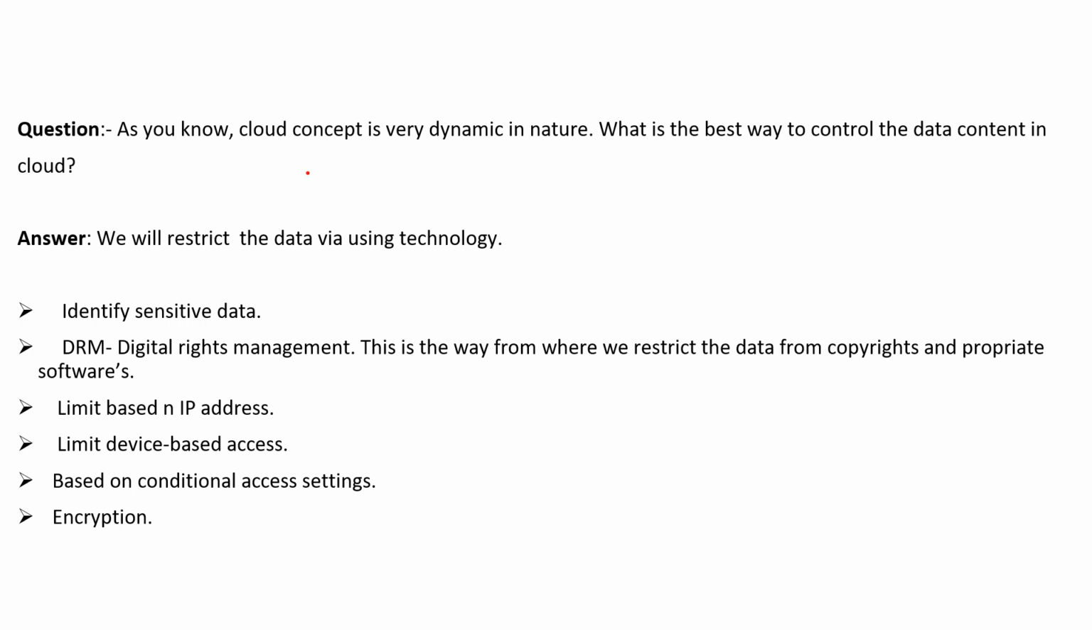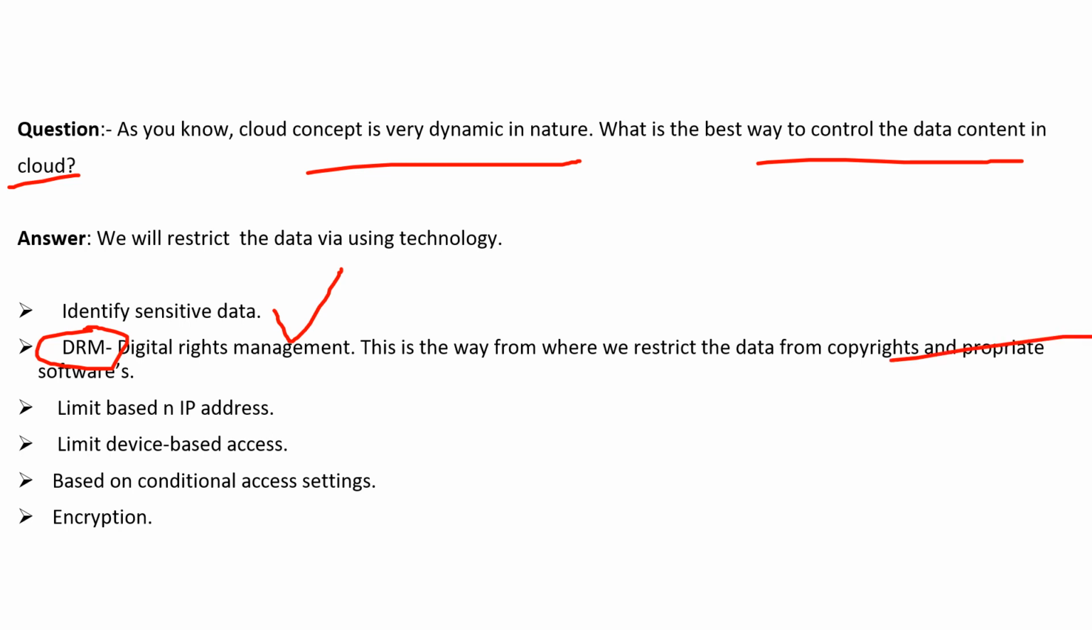As you know, the cloud concept is very dynamic in nature. What is the best way to control the data content in cloud? This question is about how we can restrict our data. What are the ways to keep data restricted from non-legitimate resources? So first of all, identify sensitive data, right? Implement DRM, guys. DRM is digital rights management. This is the way where we protect the data from copyright violations and software piracy, right? So DRM is responsible for managing the copyrights.